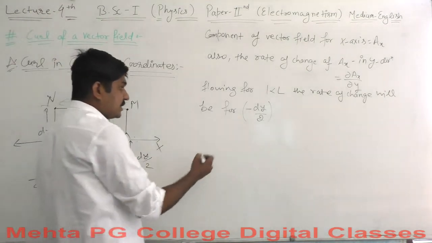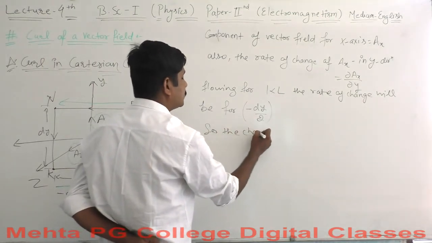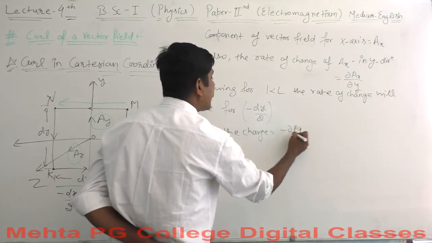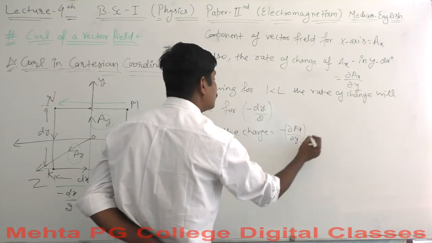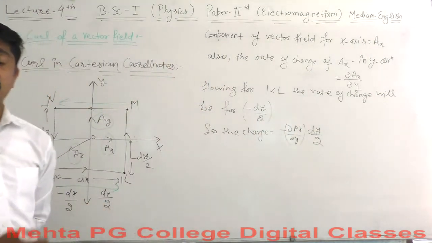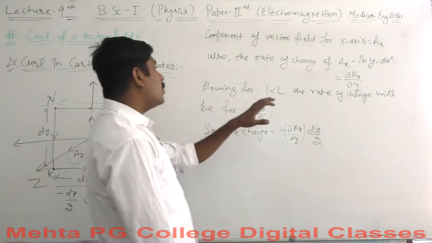So what will be the change? The change will be minus curly Ax over curly y dy by 2. This will be the change. Keep it in mind, this will be the change again. So the component of vector field along path KL.